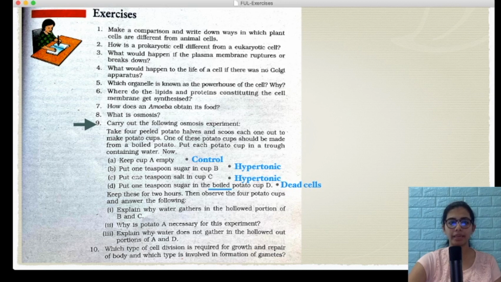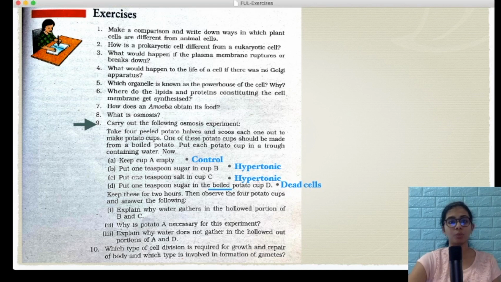What about A? Cup A is living. Still, why is there no water gathered in A? Because there is no concentration difference of water that has been created. There is no solute. Hence, water concentration also need not change. Water level need not change. Right? That was about question number 9.